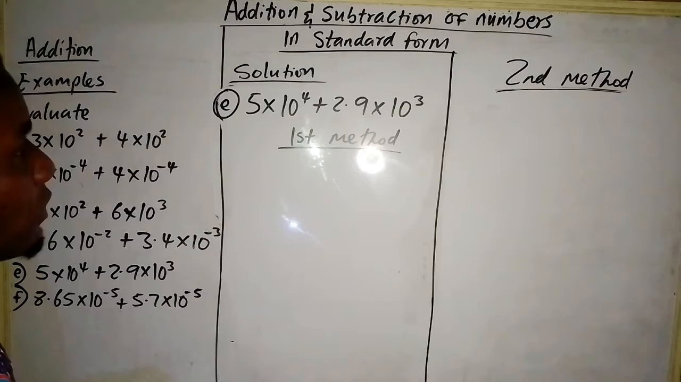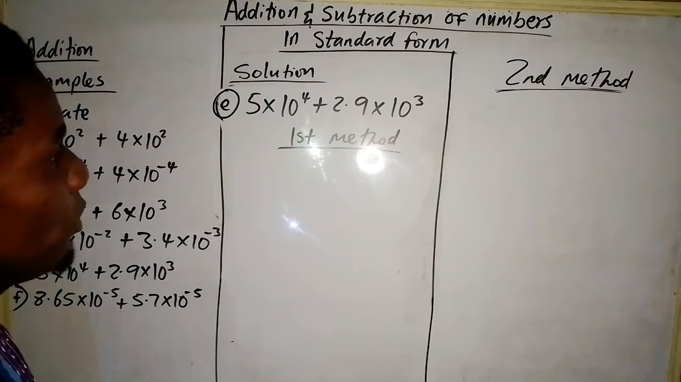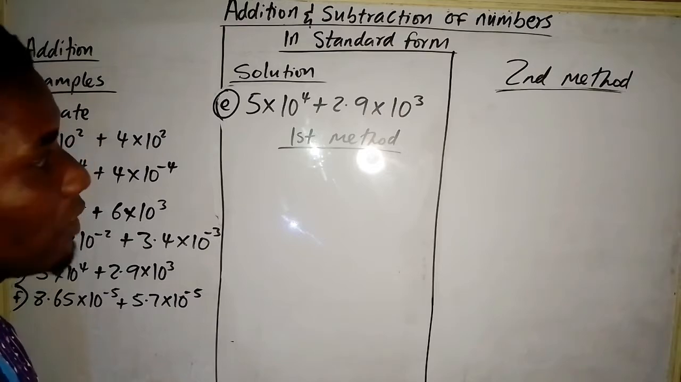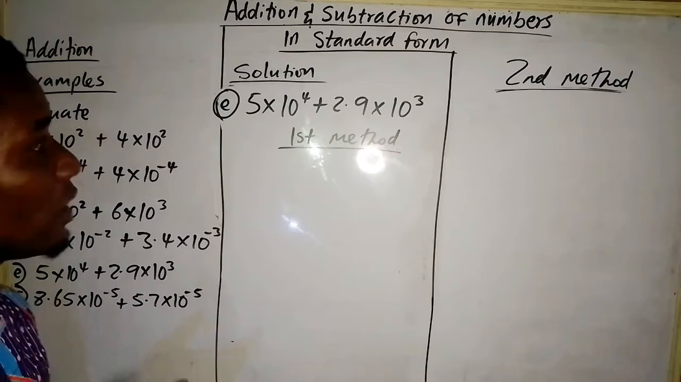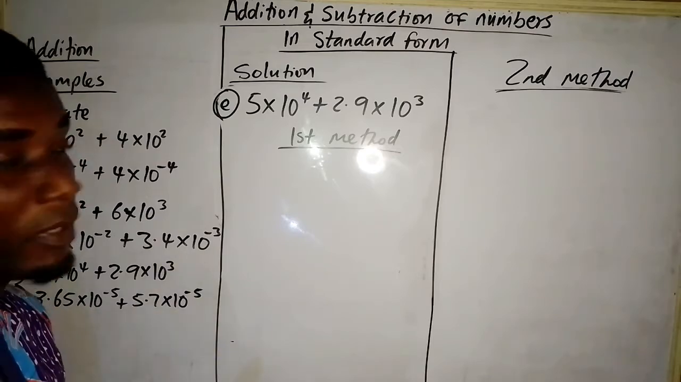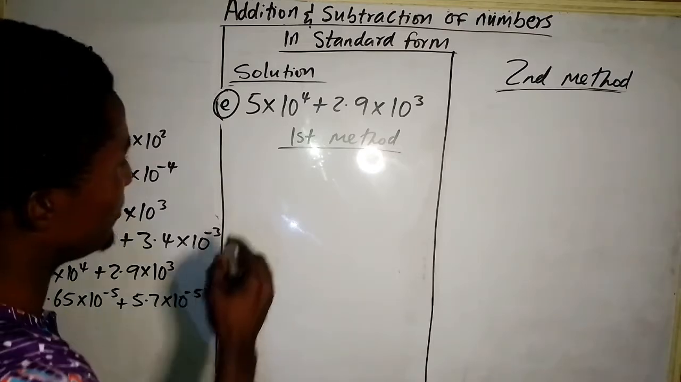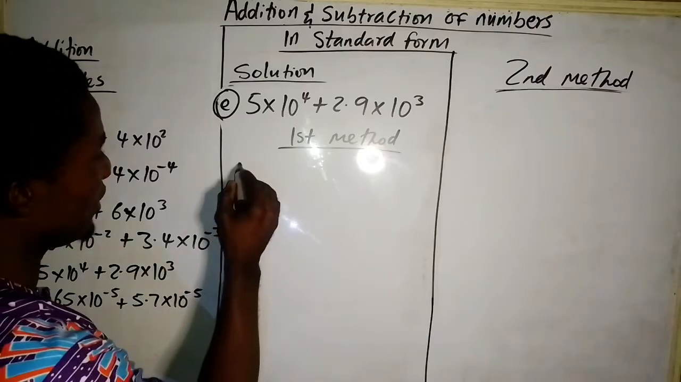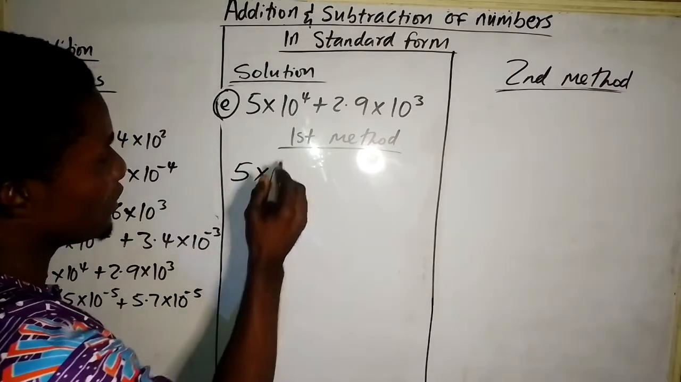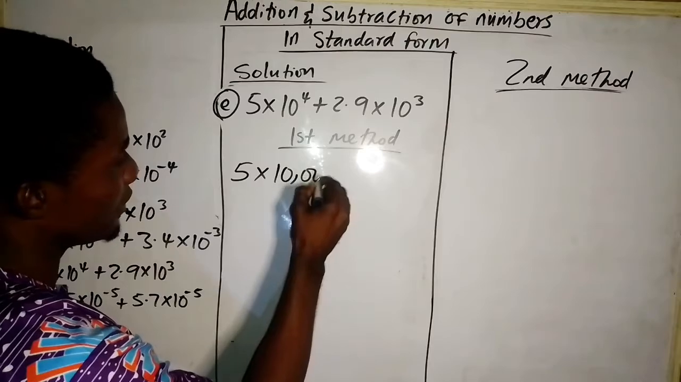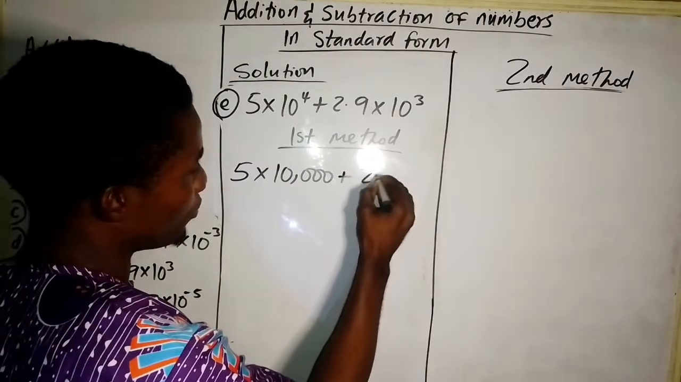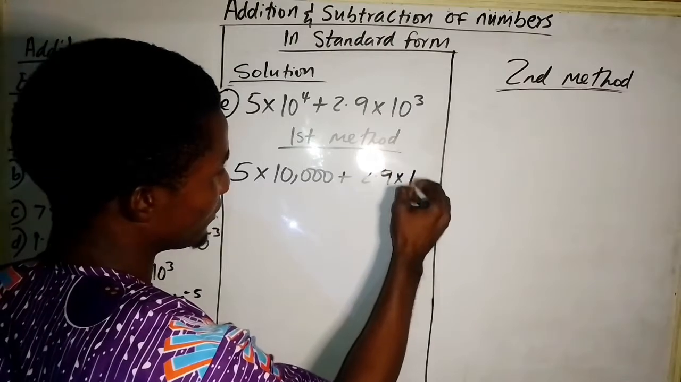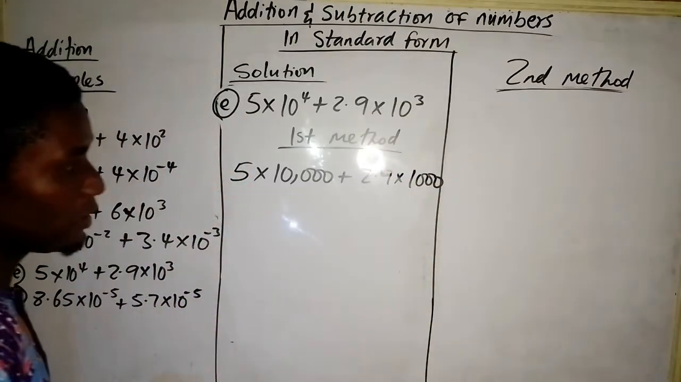So let's go for the fifth question. The fifth question says evaluate 5 times 10 raised to power 4 plus 2.9 times 10 raised to power 3. Now to use the first method, we need to change our numbers to ordinary numbers and evaluate completely. So we have 5 times 10 raised to power 4, which is 10,000, plus 2.9 times 1,000. That's what it is.